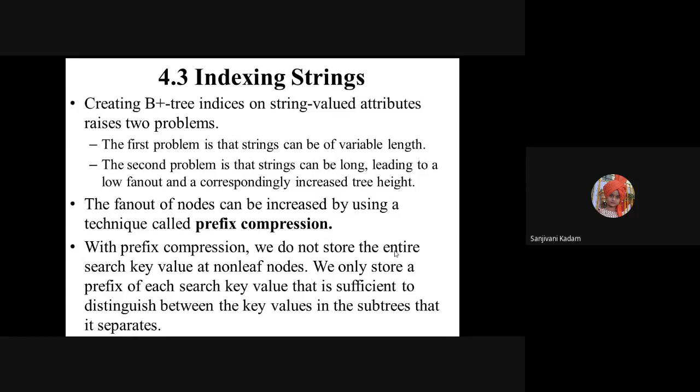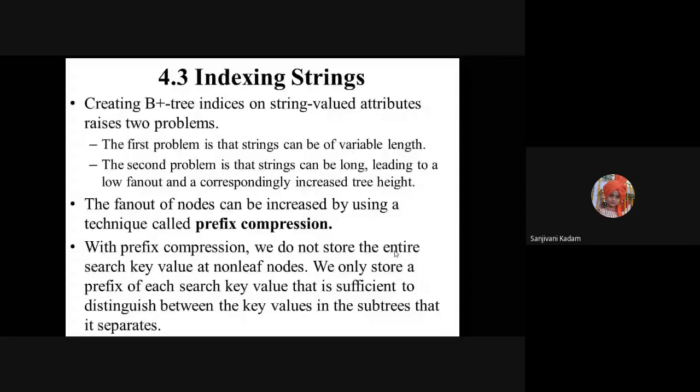Fan out means that a page may take very few records as compared to others, corresponding to an increased tree height, and hence we cannot store the maximum number of records in a page as compared to integer values, so the fan out will be low. Instead of that, we can use only a prefix. It means that instead of the complete string we can go for prefix compression, and we can store only that part in the index. That can also be a solution to this.